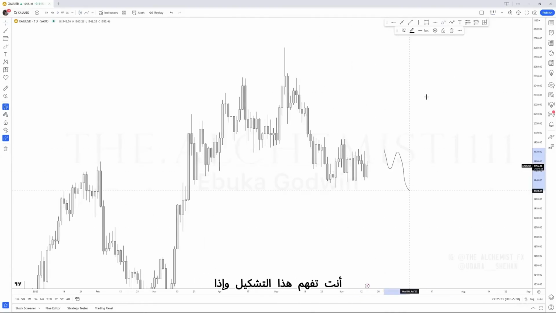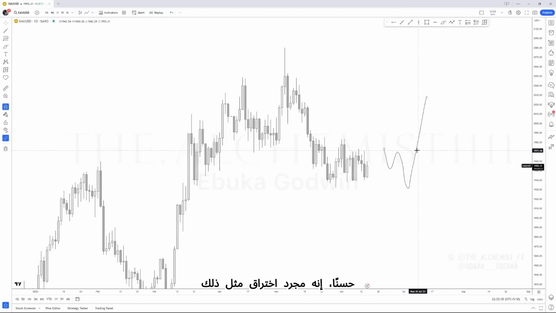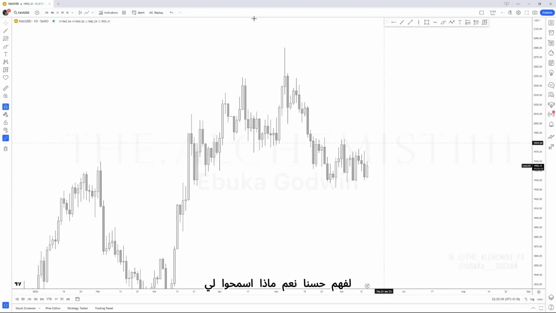Okay, because if you understand this formation, and if it is there as a result of a rejection, it's very high probable. That's it. So it's just a breakout. It's the same thing. That's all you need to understand. Yeah, what else? Let me know.